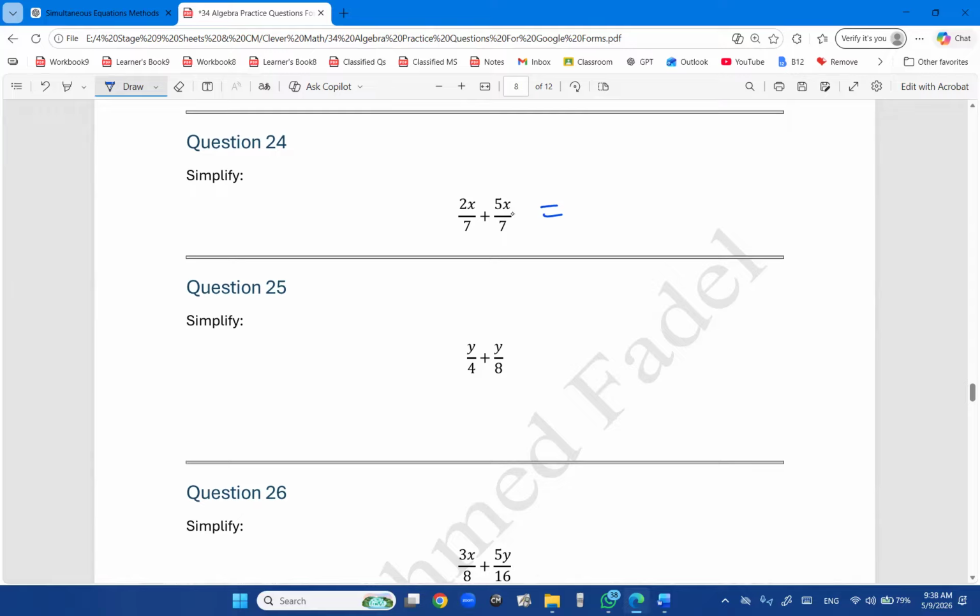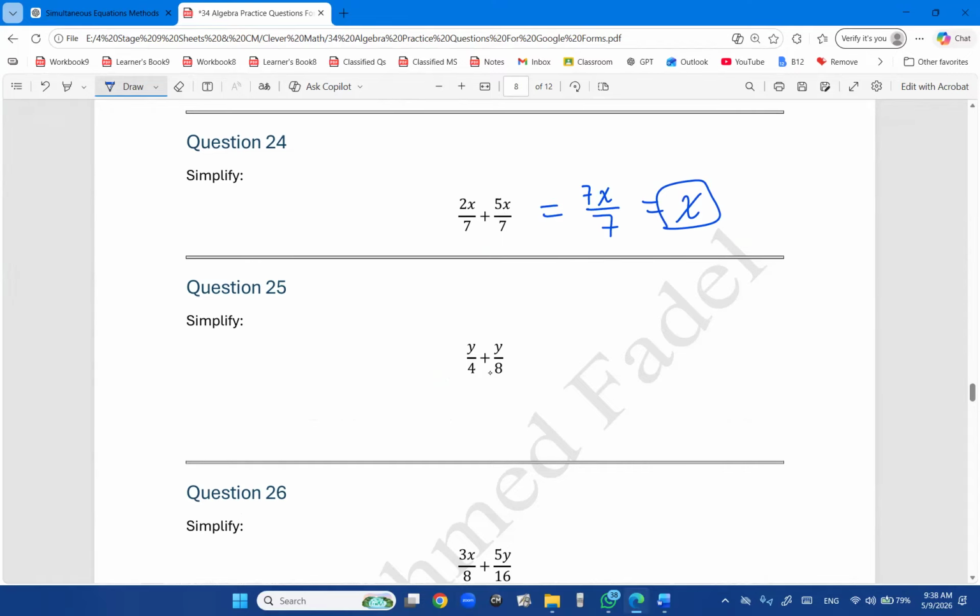Simplify this. The denominators are the same. So this is very easy. Just add the numerators. 2x plus 5x is 7x. So 7x over 7 is just x.